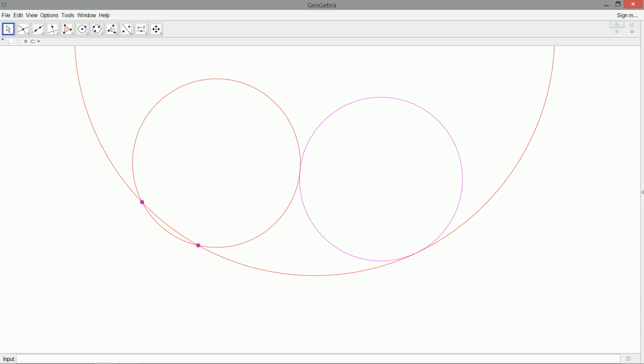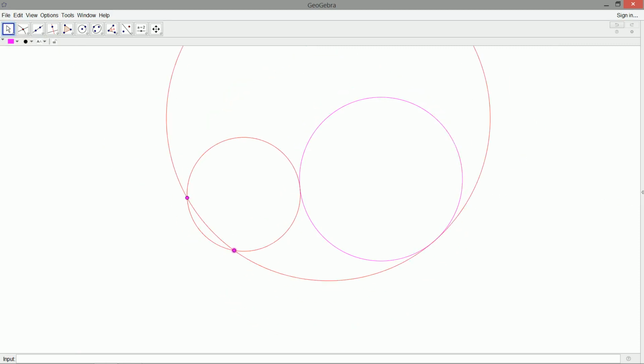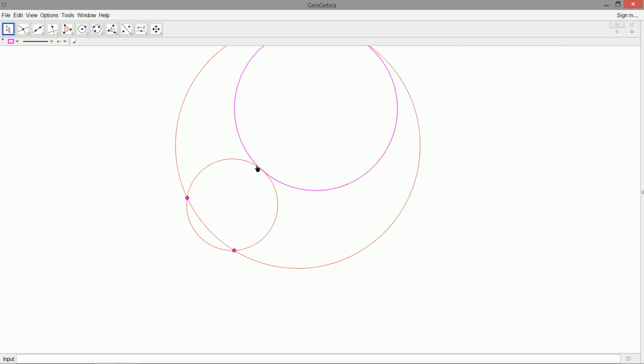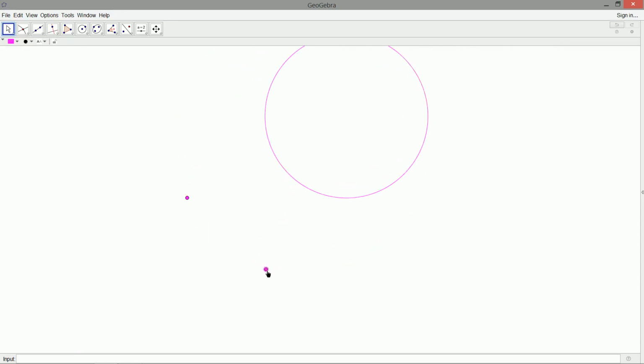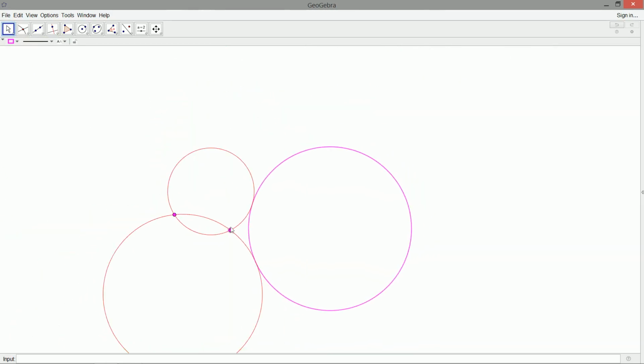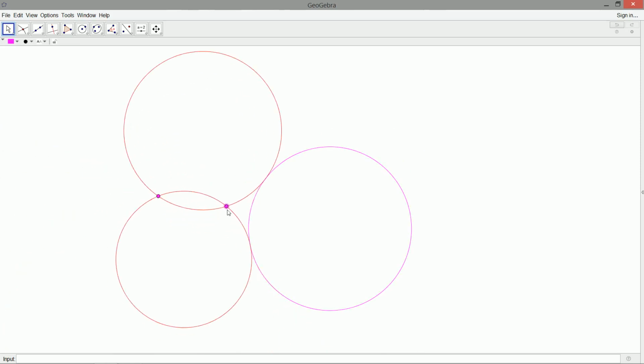So there is, in general, our two points and a circle construction. And we can move all these around. Okay. And we get, in general, two solutions. So that's a point-point-circle. It's a nice little one to have in your back pocket.